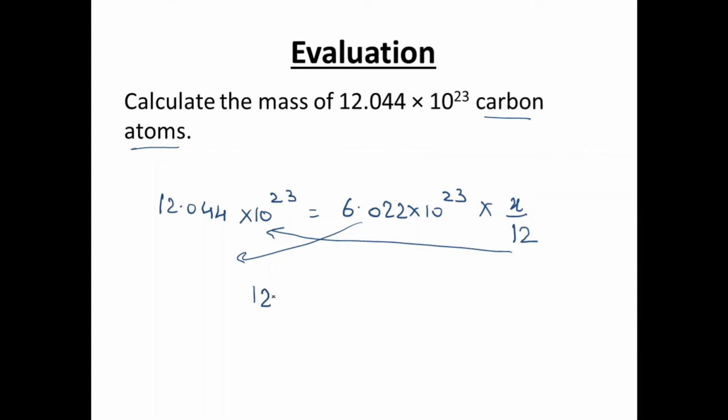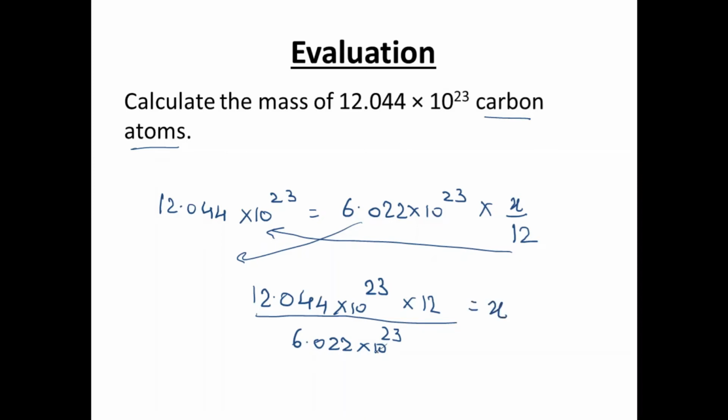So 12.044 times 10 raised to the power 23 times 12 divided by 6.022 times 10 raised to the power 23 is equal to the given mass. 10 power 23 cancels. This is almost 2. So 2 times 12, x will come out to be 24 gram.